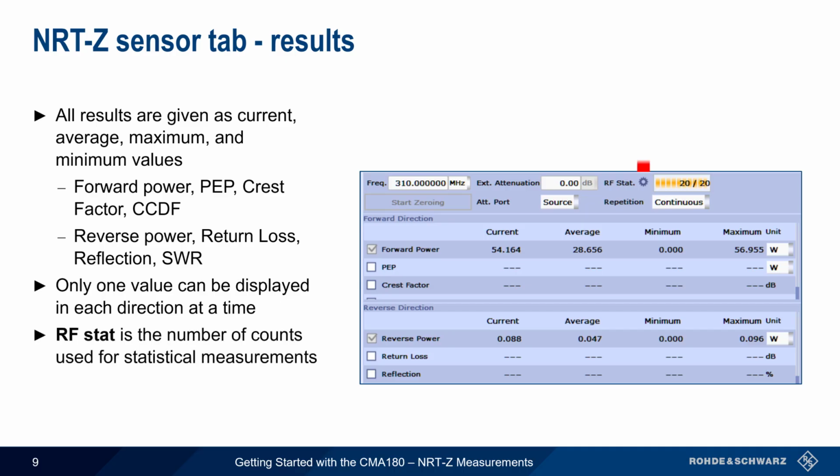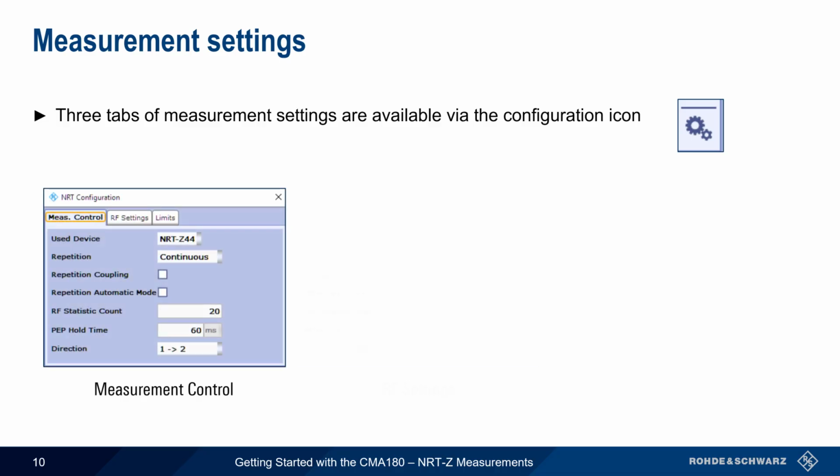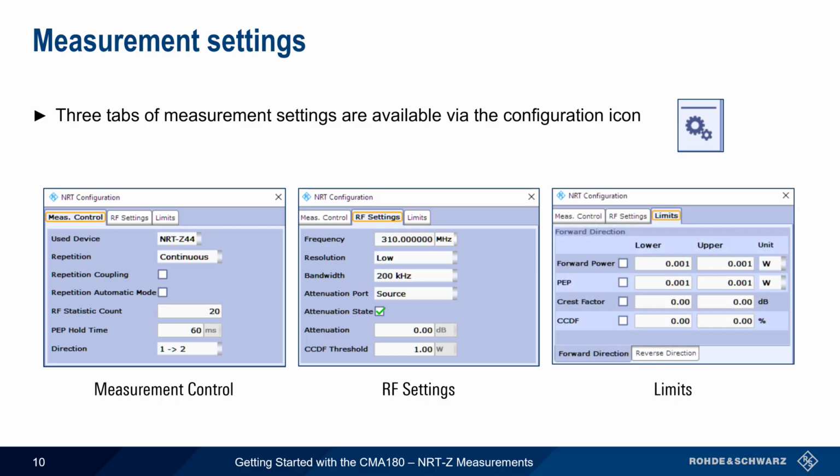The RF statistics parameter defines the number of measurements that are used to compute statistical values, and this parameter is user-definable. The configuration icon in the right bottom corner of the main screen provides access to measurement settings, including some which are not available from the main GUI. These are separated into 3 tabs: Measurement Control, RF Settings, and Limits. Let's take a closer look at some of these parameters, starting with Measurement Control.